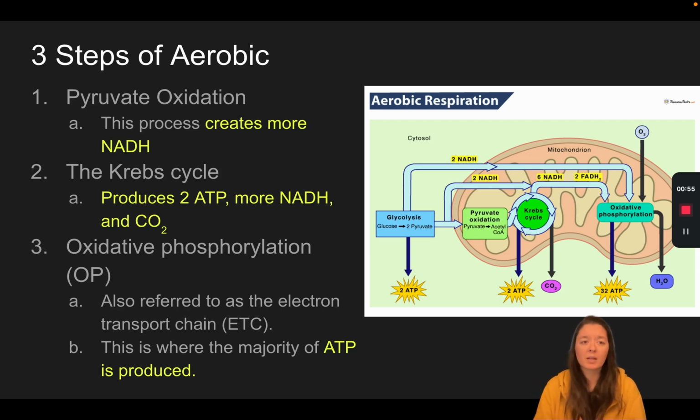Step number 2, the Krebs cycle. The point of that is to produce a couple of ATP, more NADH, and some carbon dioxide. And our last step, oxidative phosphorylation, also sometimes called the ETC, the electron transport chain, is where the majority of our ATP is going to be produced.